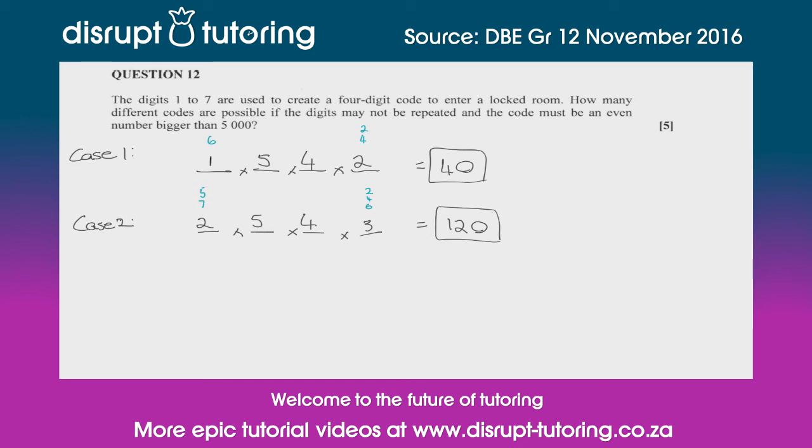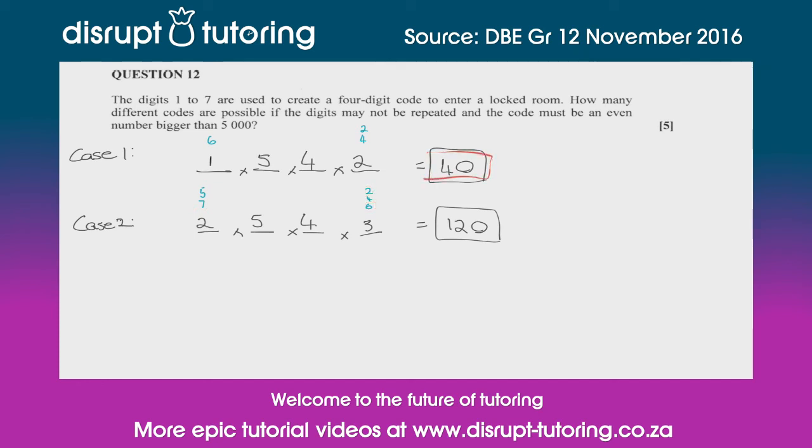Okay, so these are the different cases that we could have. We've got the first case where we start with the 6, or the second case where it could start with a 5 or a 7. If it started with the 6, we only have 2 or 4 left because numbers cannot be repeated. But if we start with 5 or 7, then it has to end with either a 2, a 4, or a 6.